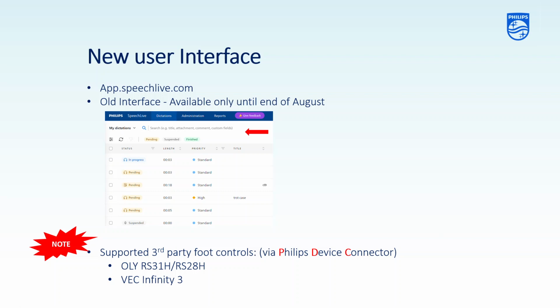It's been out for quite a while. Most of you probably are already using it, but if you're not, you can access it by clicking on, there's usually a button in the top of the old interface that allows you to switch to the new interface, or you can access it by going to app.speechlive.com. And it's basically the same thing, it's just a different look, but there's a lot of new improvements and everything.